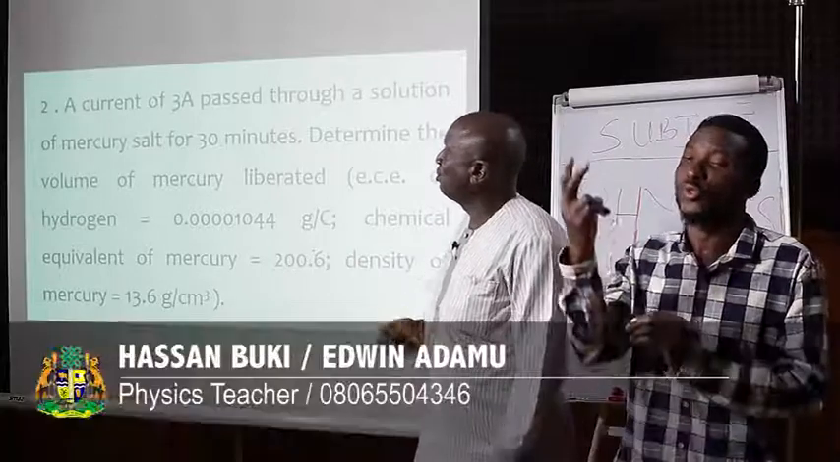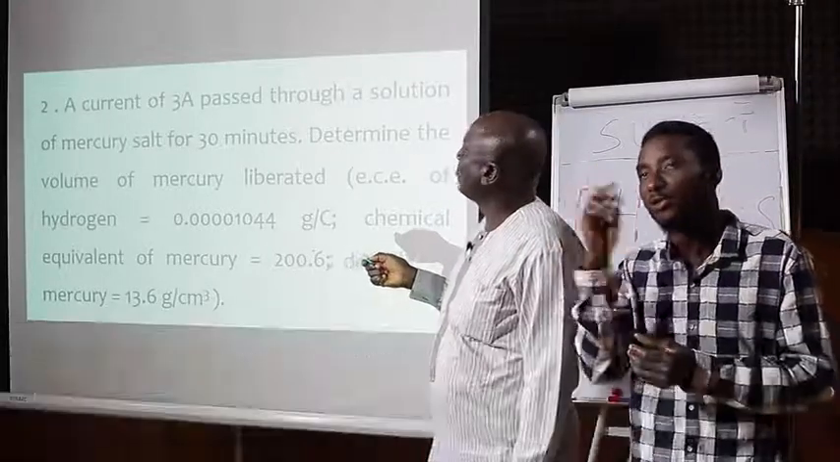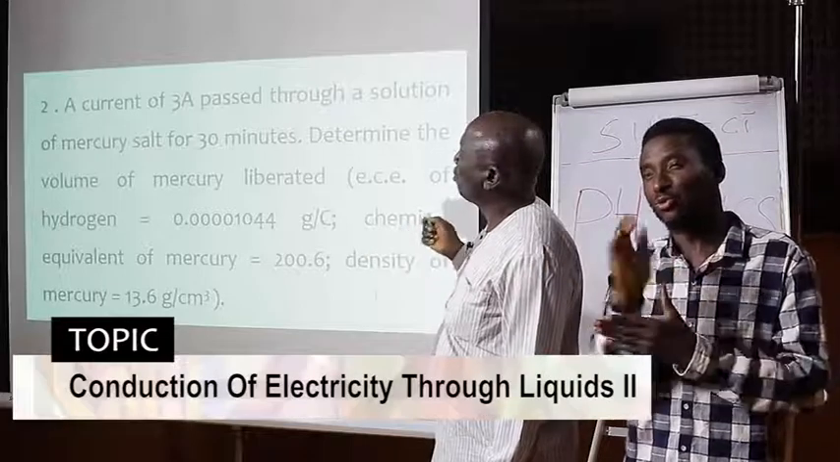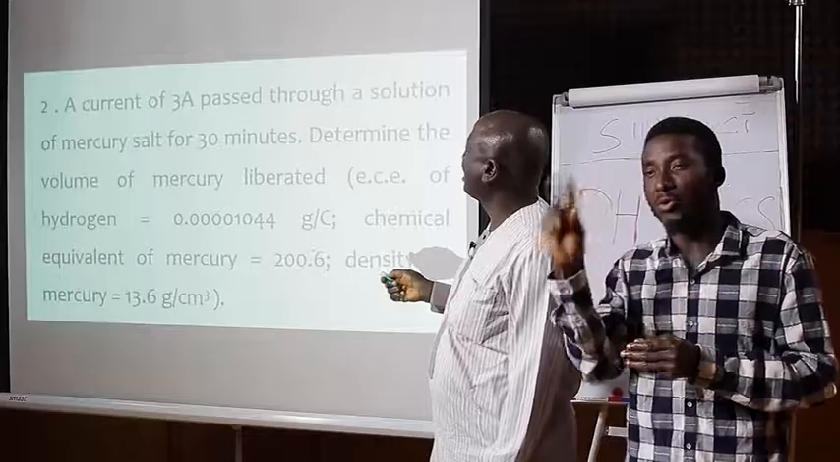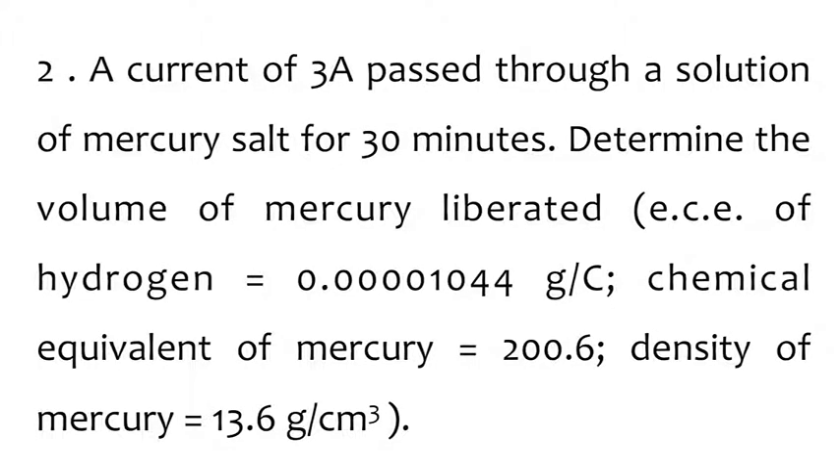Question number 2. A current of 3 ampere passed through a solution of mercury salt for 30 minutes. Determine the volume of mercury liberated. Electrochemical equivalent of hydrogen is given as 0.00001044 grams per coulomb. Chemical equivalent of mercury is equal to 200.6. Density of mercury is equal to 13.6 grams per centimeter cube.